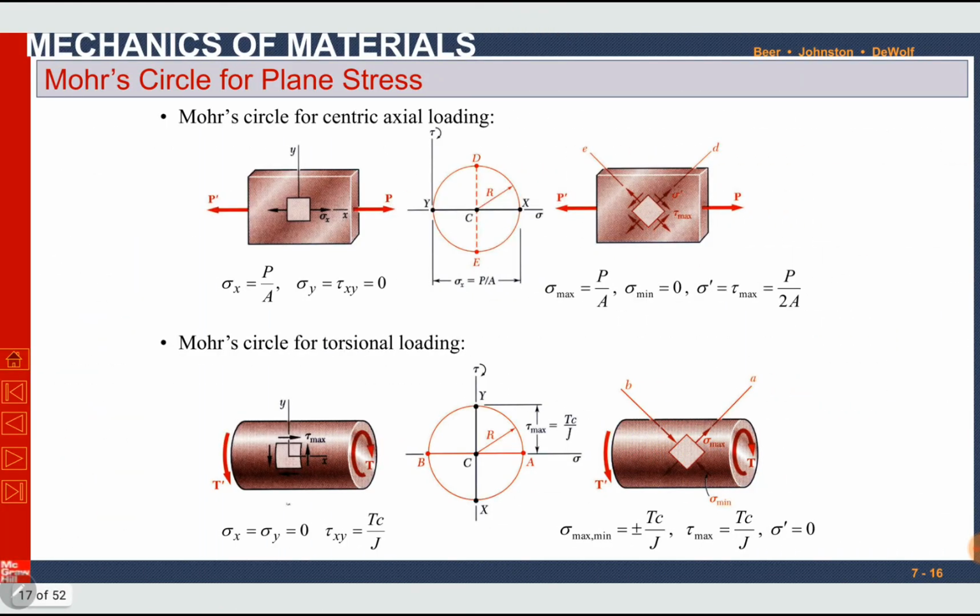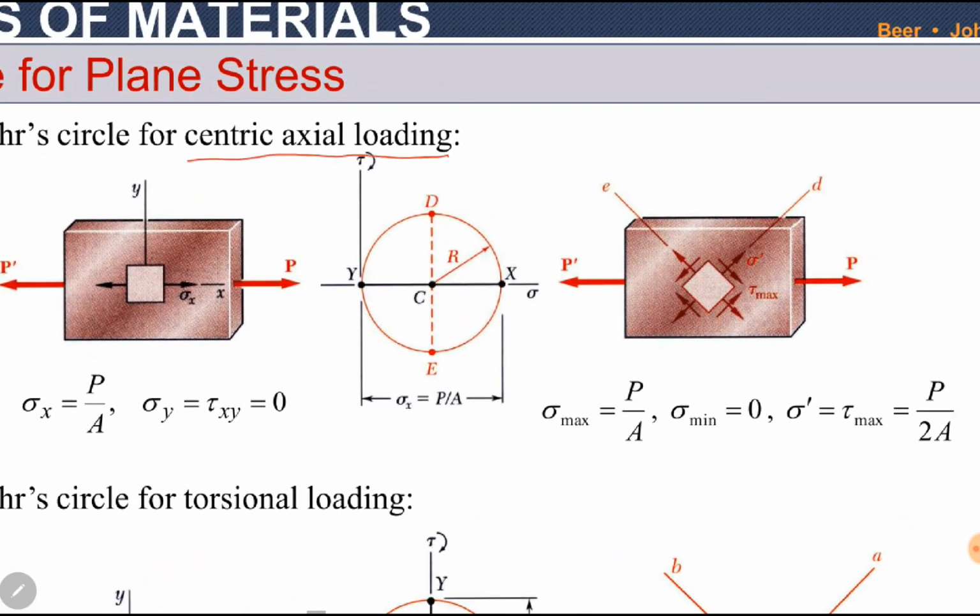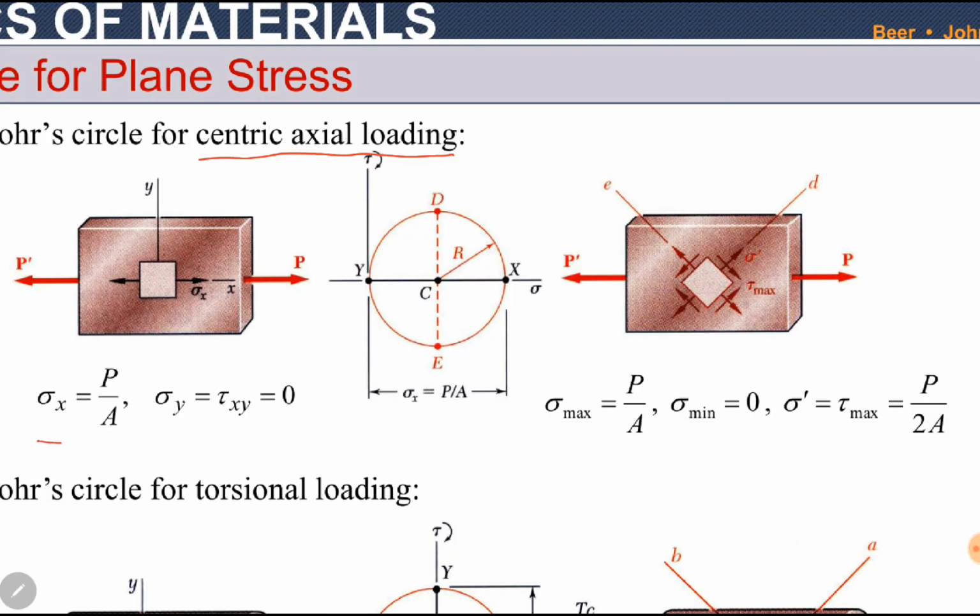Okay, some special cases. Mohr circle for plane stress, Mohr circle for centric axial loading. There is a unidirectional axial load P. So sigma in x direction is P over A. Sigma x is P over A. There is no force in y direction, so sigma y is 0. There is no shear force, so shear stress is also 0. Sigma x is P over A, sigma y is 0, tau xy is 0. So point x is sigma x, minus tau xy.